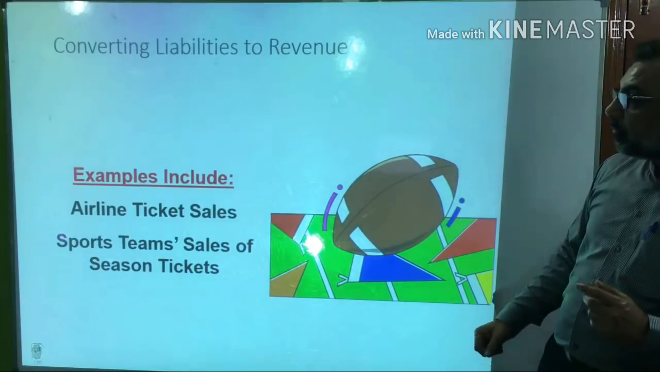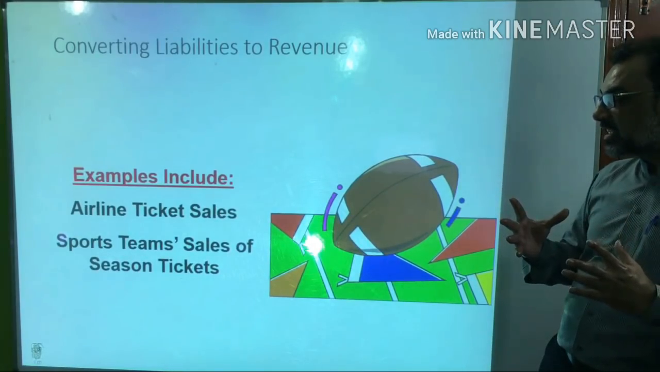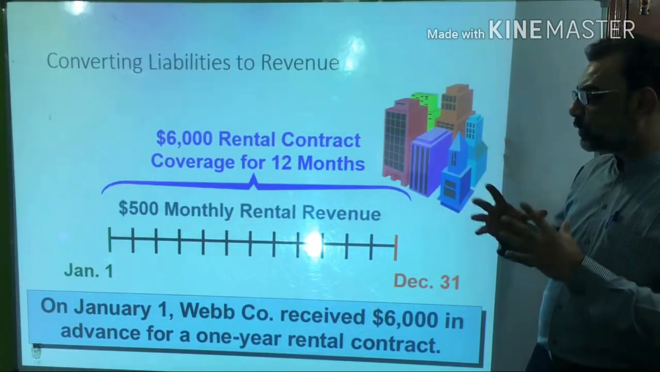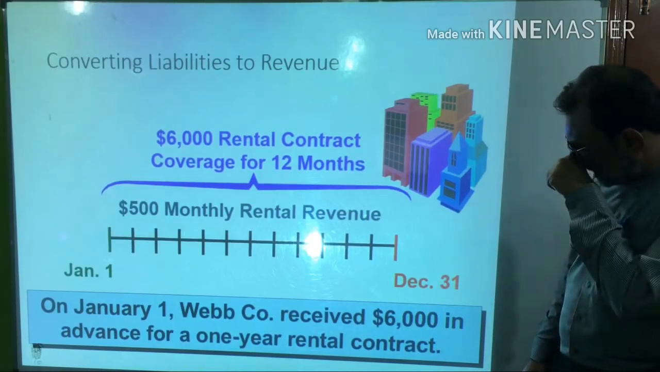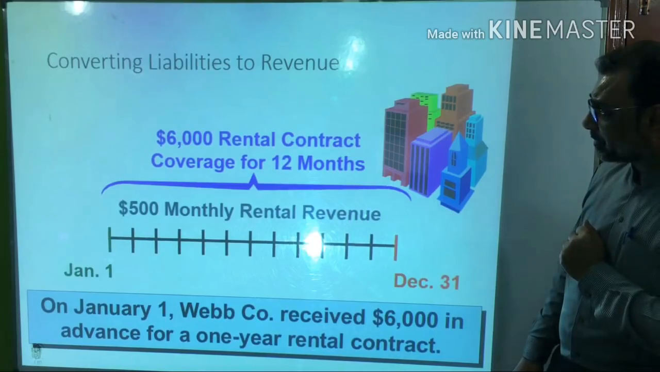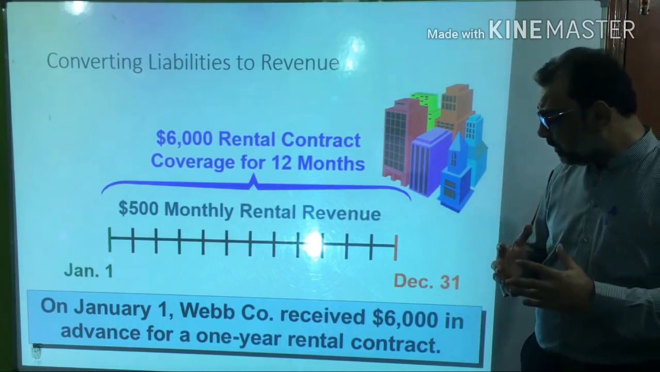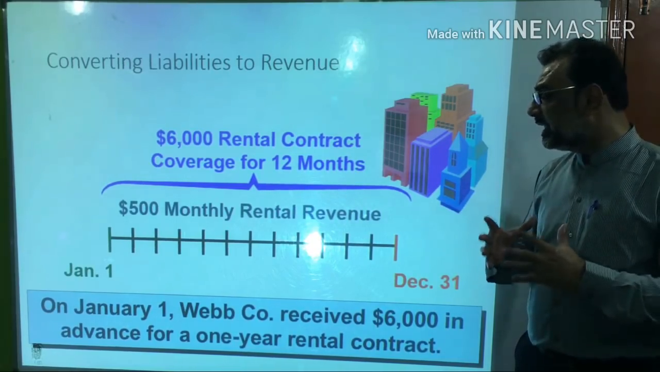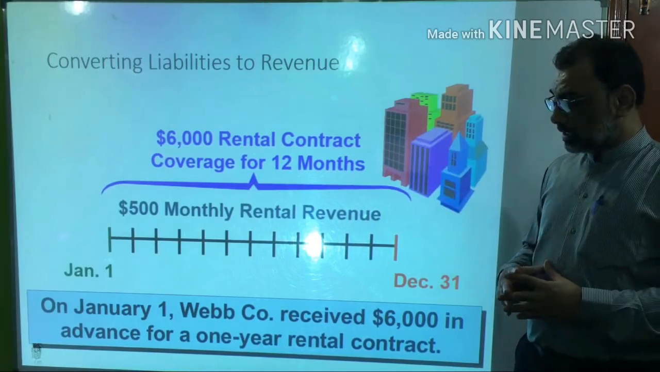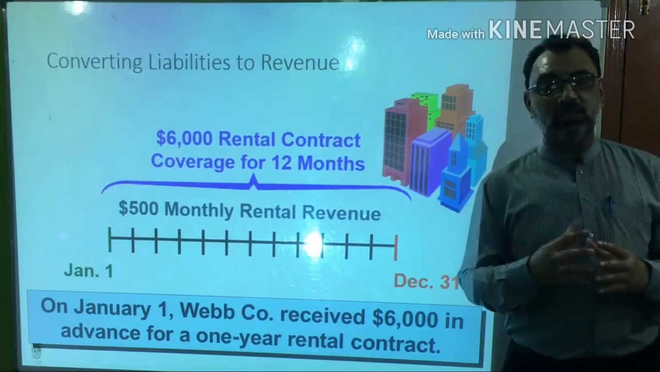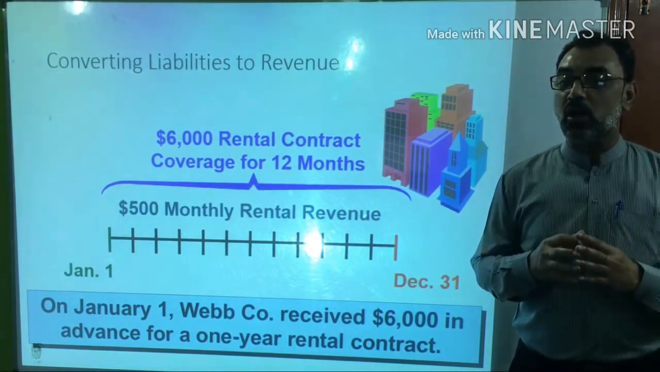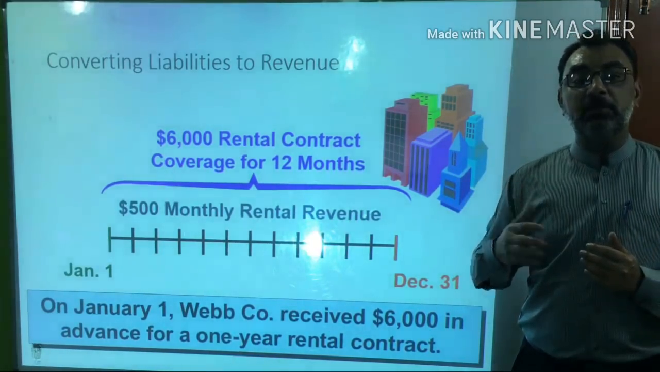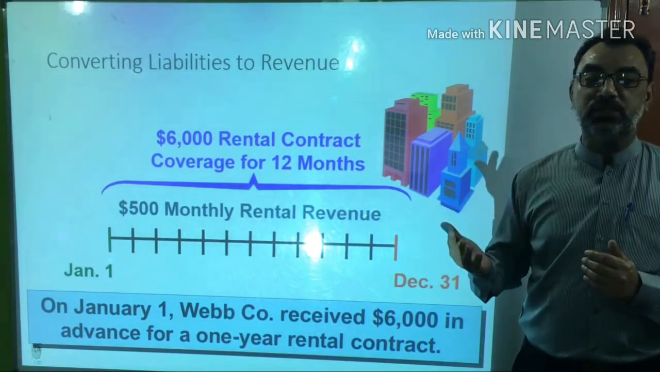For example, you can take airline ticket sales, sports team sales, or season tickets. So here, let's suppose a $6,000 rental contract coverage for 12 months. On January 1, VAPCO received $6,000 in advance for a one-year rental contract. That is $500 monthly rental revenue, that is 6,000 divided by 12. So at the time when they receive $6,000 on the 1st of January, VAPCO will record cash debit 6,000, and it is completely their liability, so they will record unearned revenue 6,000 credit at the beginning.